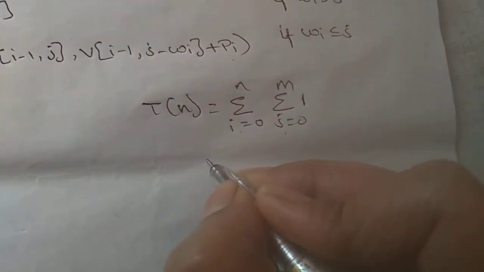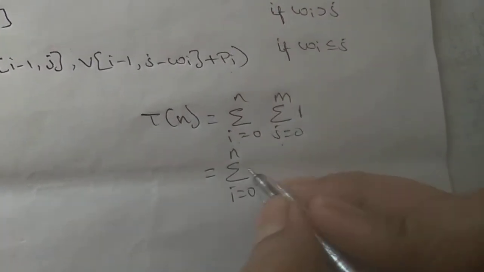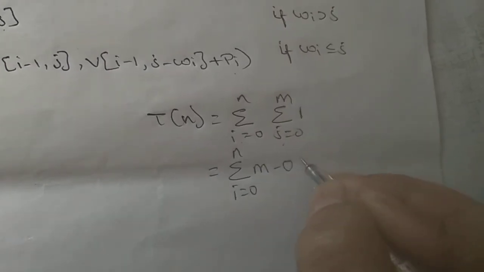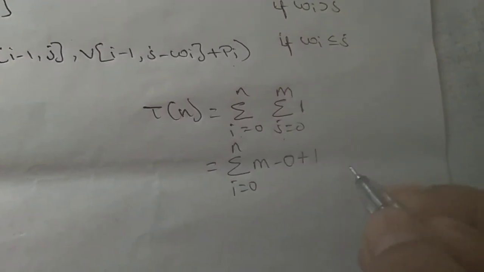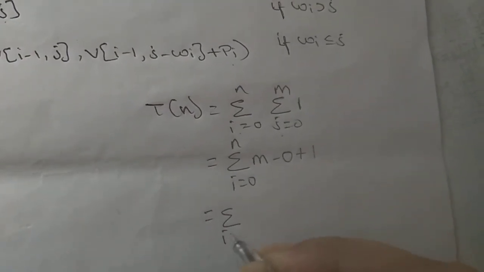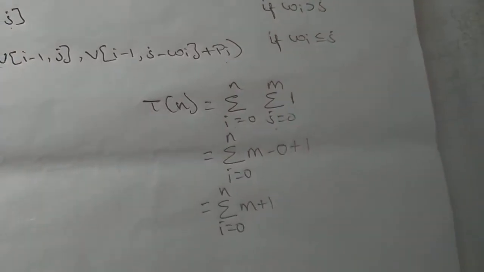So what will you get? Summation I is equal to 0 to n, then upper bound minus lower bound plus the basic operation. You will get it as m plus 1. Summation I is equal to 0 to n, m plus 1 you will get.